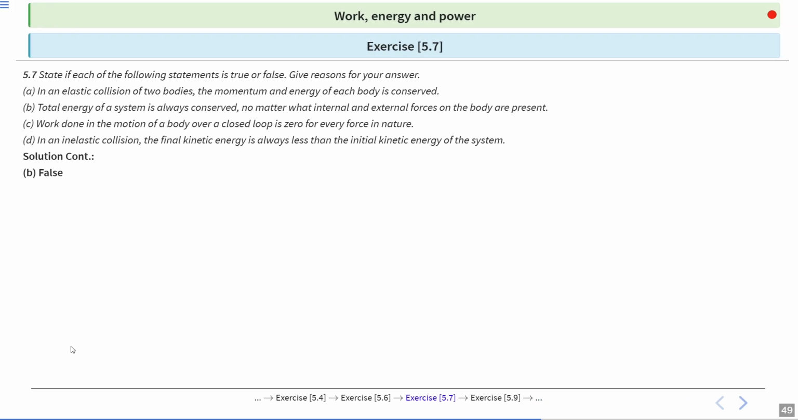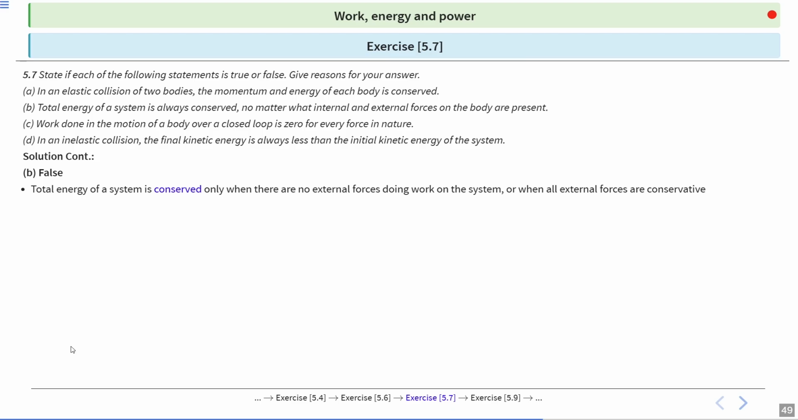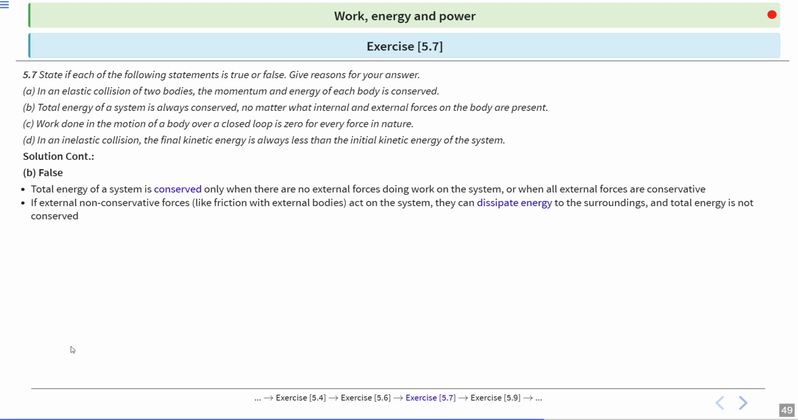Now, B is false because total energy of a system is conserved only when there are no external forces doing work on the system, or all the external forces are conservative. If external non-conservative forces like frictional force with external bodies act on the system, they can dissipate energy to the surroundings and total energy is not conserved.